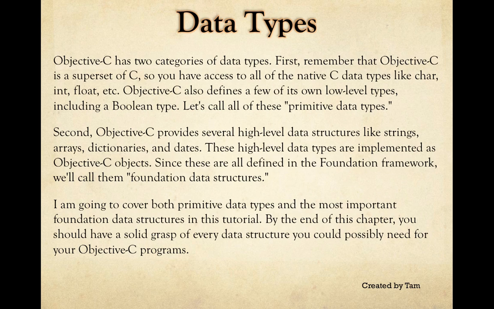Second, Objective-C provides several high-level data structures like strings, arrays, dictionaries, and dates. These high-level data types are implemented as Objective-C objects. Since these are all defined in the Foundation framework, we will call them Foundation data structures. I am going to cover both primitive data types and the most important Foundation data structures in this tutorial. By the end of this chapter, you should have a solid grasp of every data structure you could possibly need for your Objective-C programs.